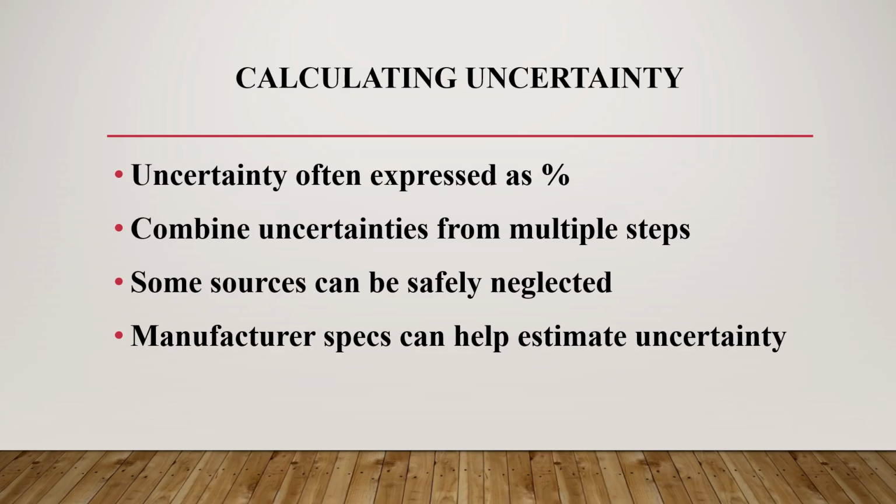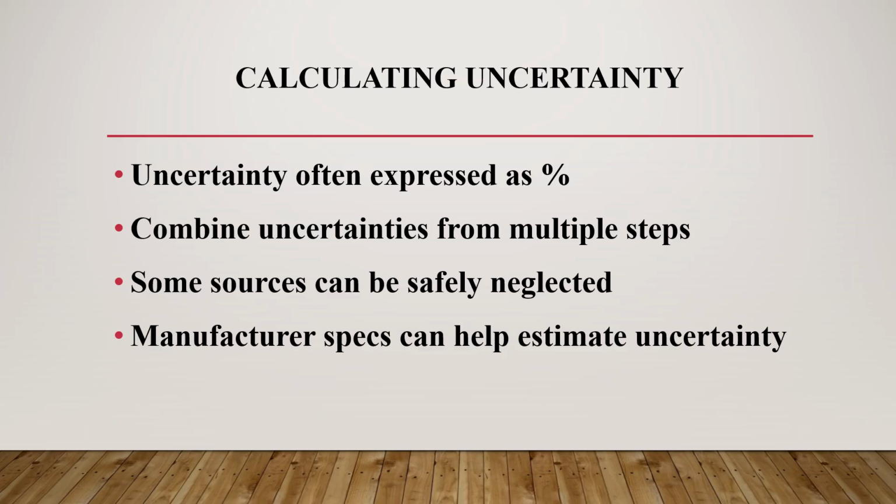Calculating uncertainty. Uncertainty is usually expressed as a percentage. For example, a flask might have 2% uncertainty, a balance 1%, and an extraction method 5%. We combine these using statistical formulas to get overall uncertainty, say 14.5%. Interestingly, small sources like 1% or 3% can often be neglected without affecting the total much.